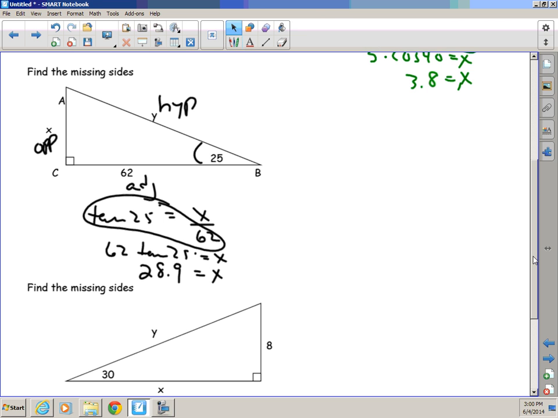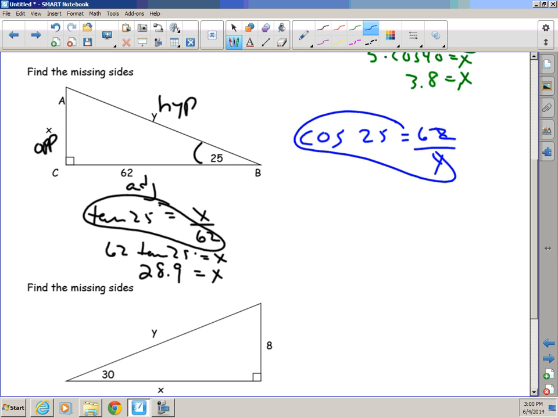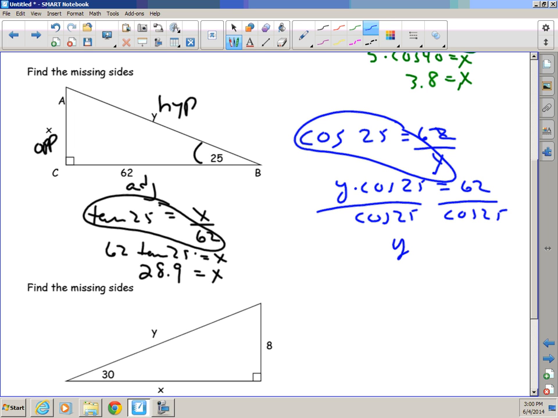Then you do for y, it's adjacent and hypotenuse, so you're going to use cosine. You don't want to use the side you found for x because we rounded that answer. So the cosine of 25 is equal to 62 over y. This one you got to cross multiply and then divide. Divide by the cos of 25. So you get y is equal to 68.4.